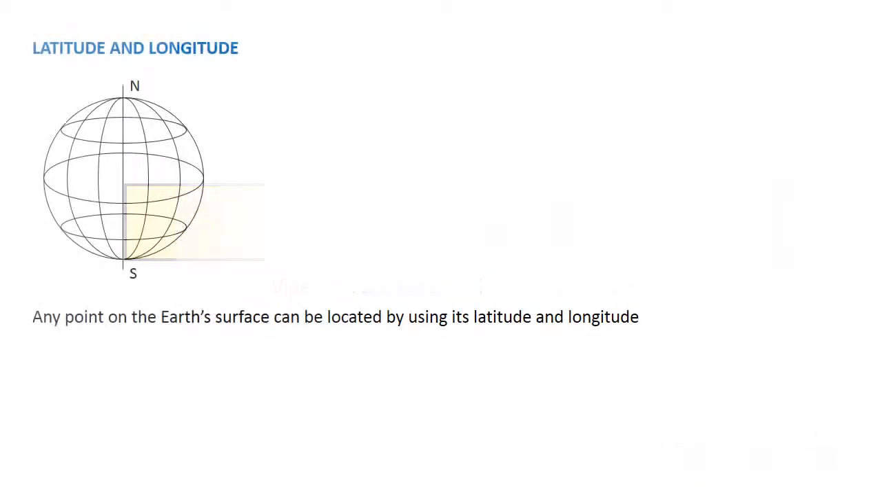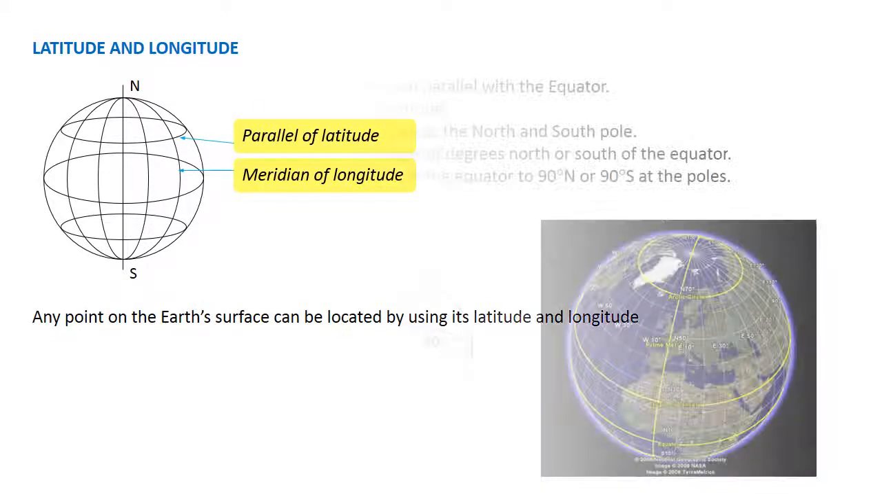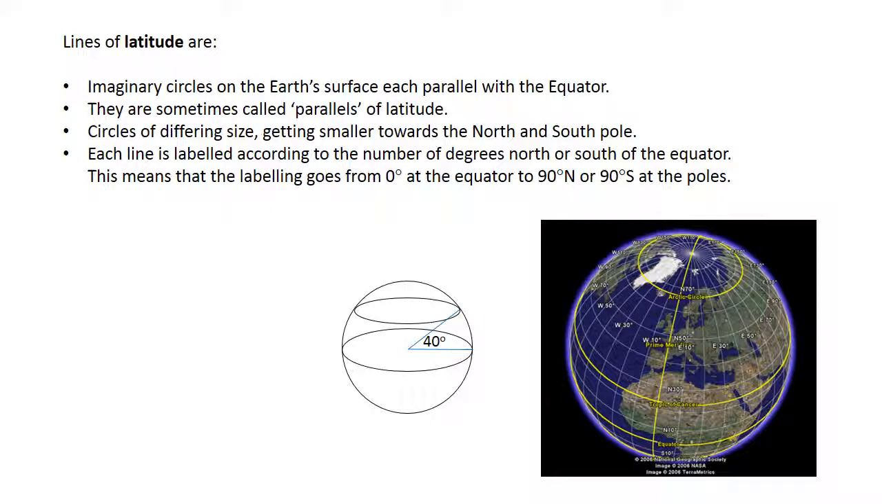This video introduces latitude and longitude and shows you how you can calculate distances on a line of longitude. Any point on the Earth's surface can be located using its latitude and longitude. Lines of latitude are imaginary circles on the Earth's surface, each parallel with the equator. They are sometimes called parallels of latitude.